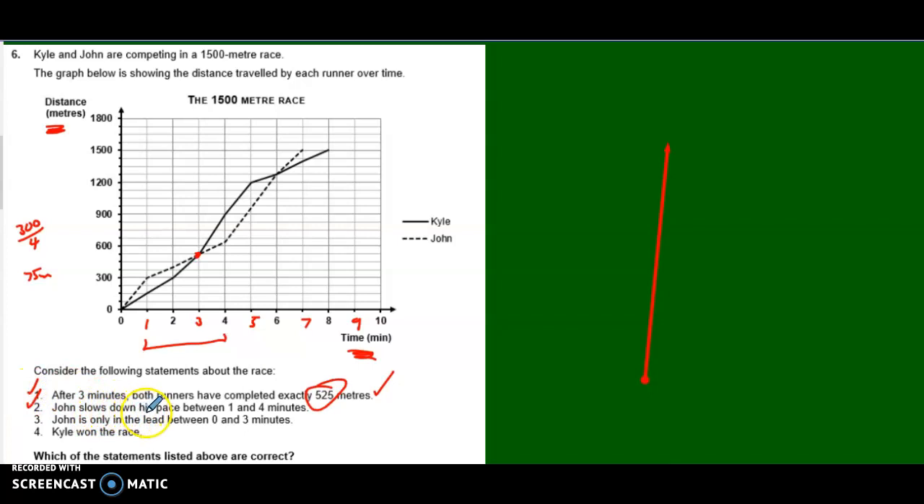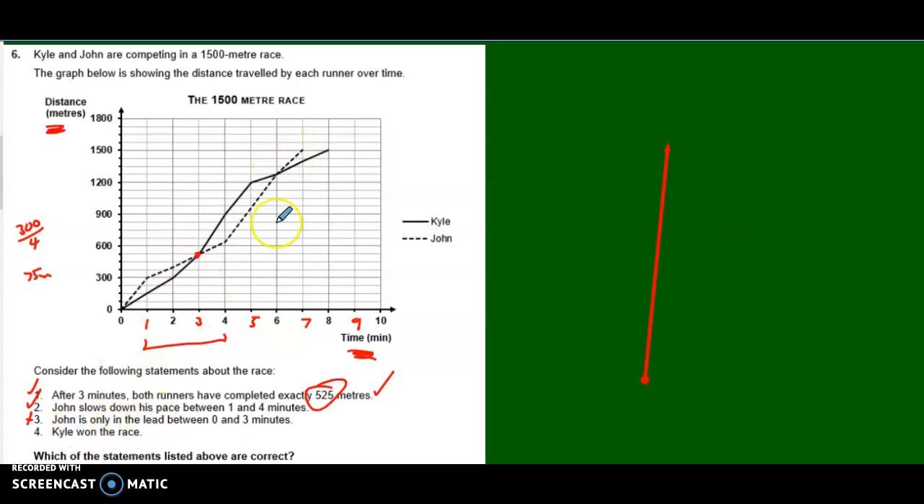John is only in the lead between 0 and 3 minutes. Whenever the dashed line is above the solid line, it means he's faster. He has traveled more distance in the same amount of time. John is in the lead between 0 and 3 minutes, but he's also in the lead up here. So this is wrong. After 6 minutes, he takes the lead again.